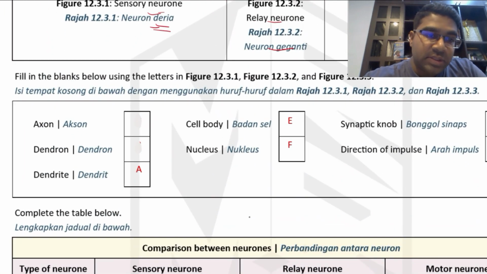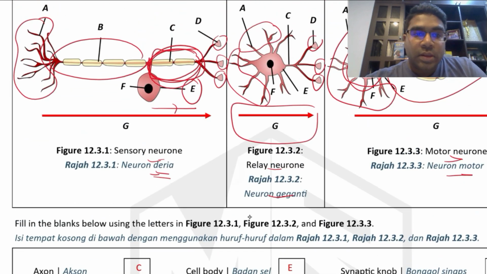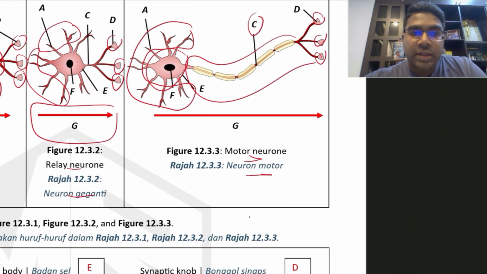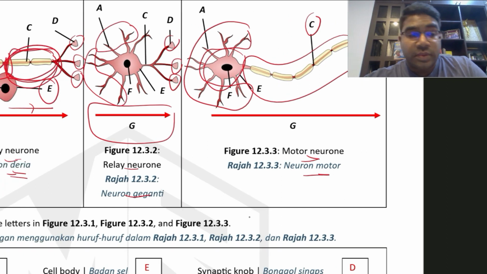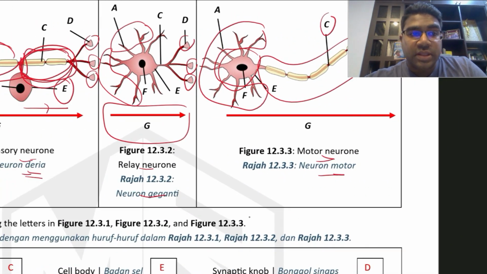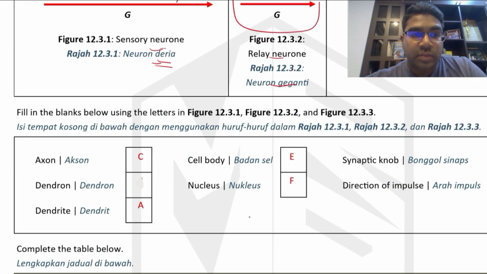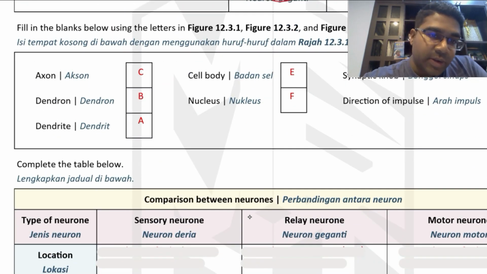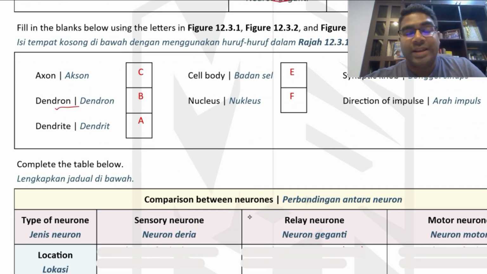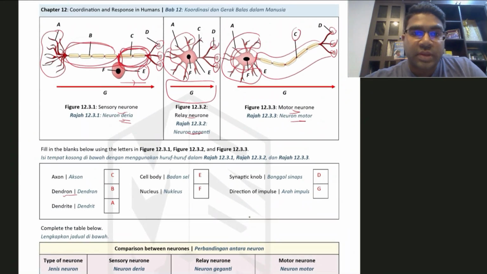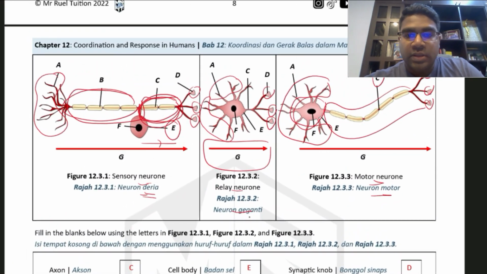Inilah axon C. Okay. Lepas tu, apa yang ni pula? What is this? Kita boleh nampak ini hanya hadir pada neuron deria. This is only present in the sensory neuron. What is this? This is called the dendron. Nama dia ialah dendron. Okay, so inilah semua jenis neuron yang berbeza.